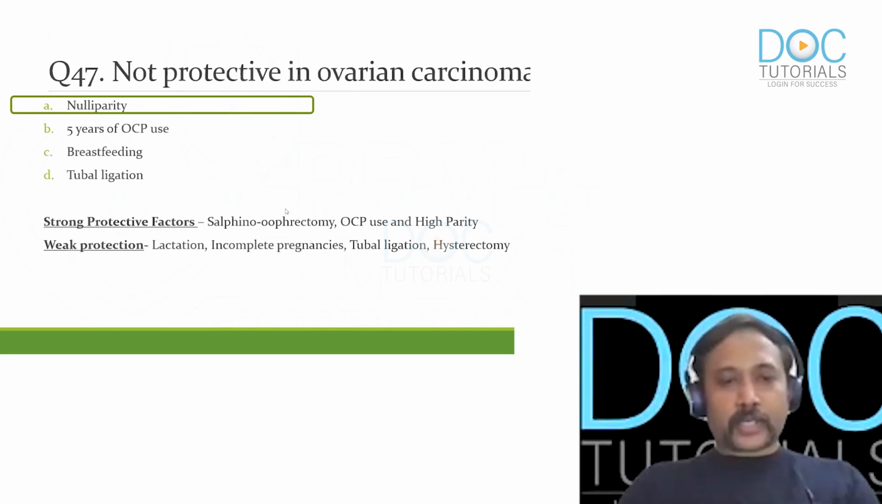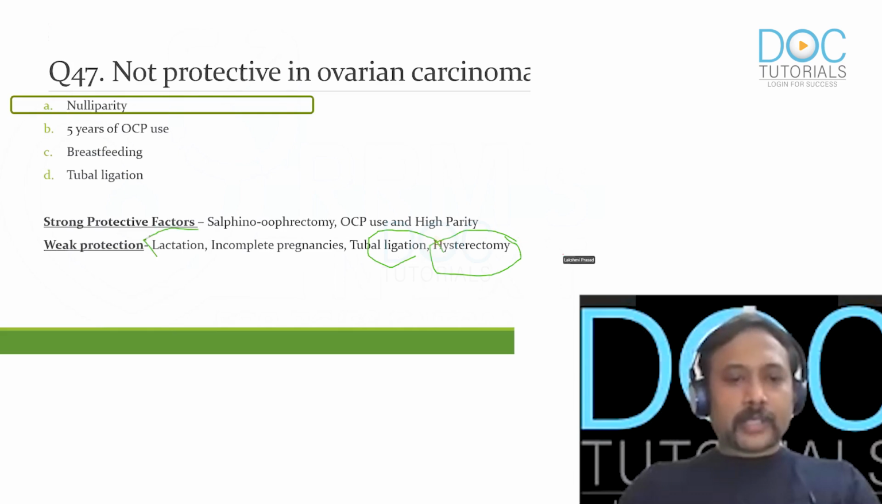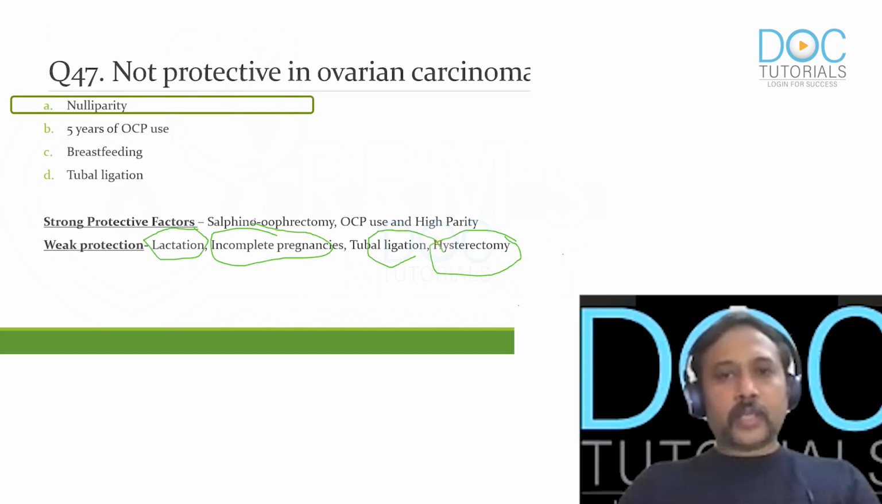So the strong protective factors as far as your ovarian cancers are concerned are salpingo-oophorectomy, OC pills use, and high parity. The weak protective factors are going to be tubal ligation and hysterectomy. Other than this, lactation and incomplete pregnancies are also considered weak protective factors. So you have the strong factors and the weak factors. The strong factors are the OCP use, high parity, and salpingo-oophorectomy. The weak factors are lactation, incomplete pregnancies, tubal ligation, and hysterectomies.